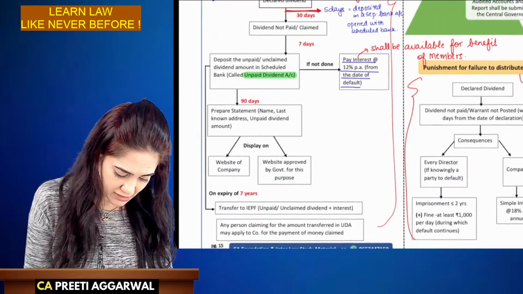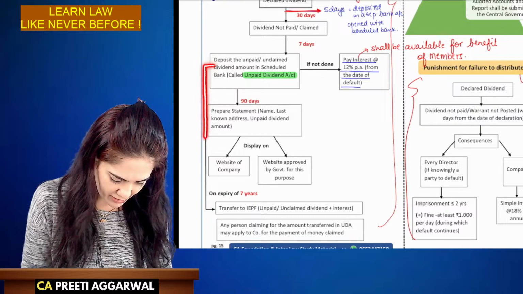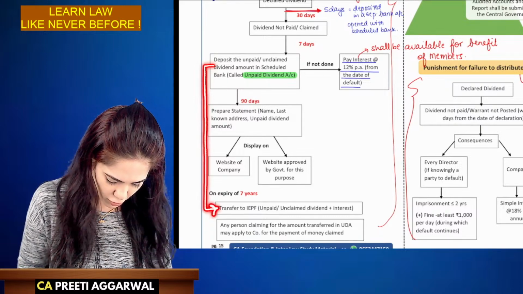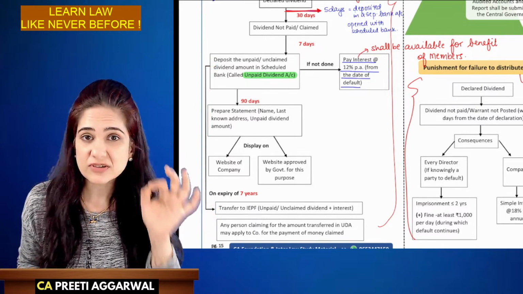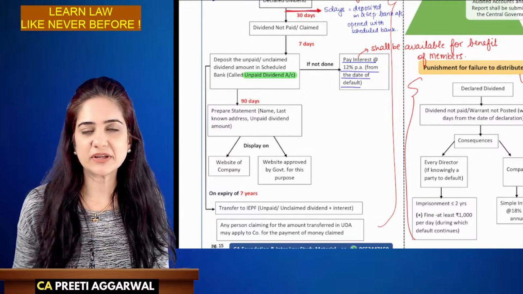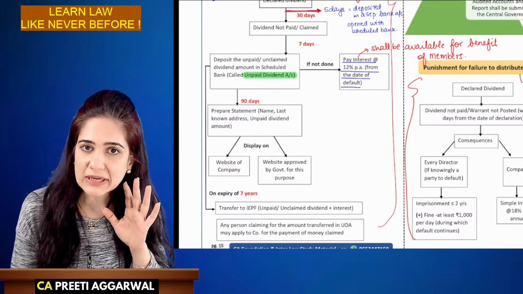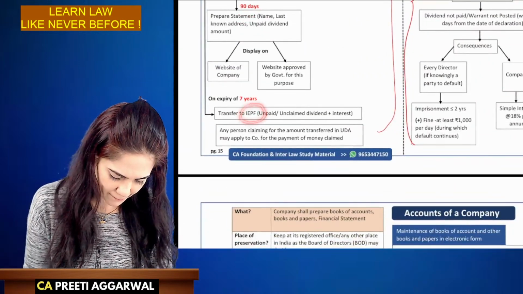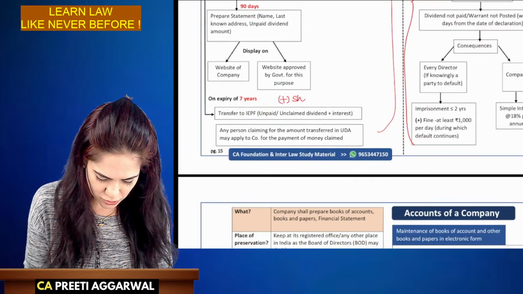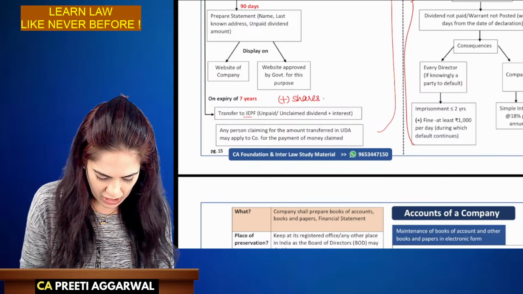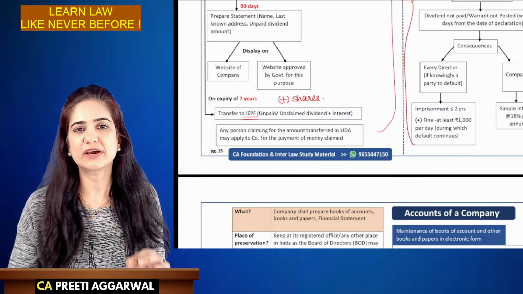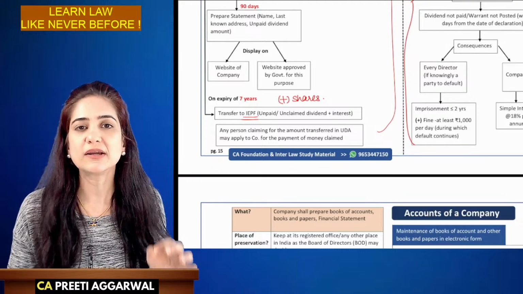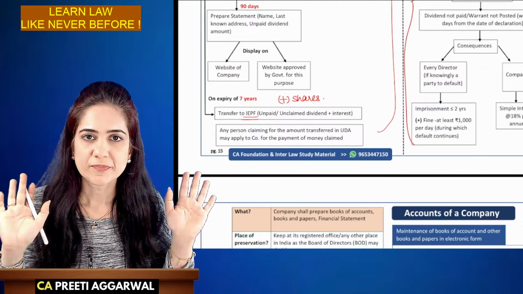Now, as you deposit that money, it will remain in the unpaid dividend account for 7 years. After 7 years, if that amount is still unclaimed, then we will transfer that amount plus the shares also to IEPF, that is Investor Education and Protection Fund.